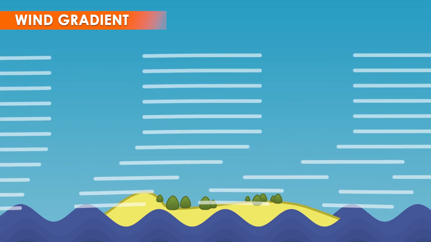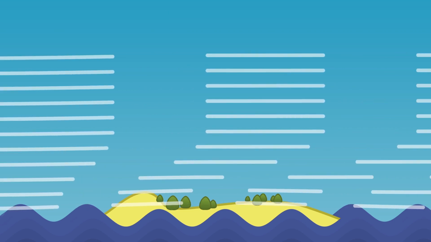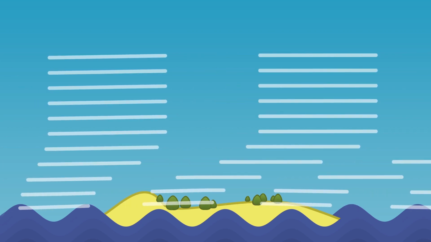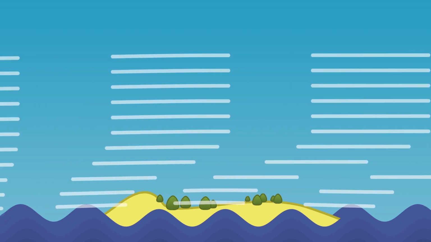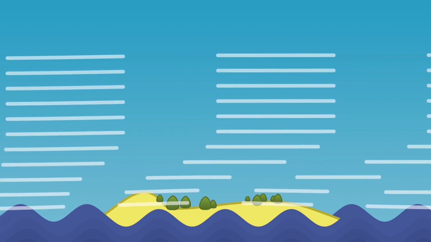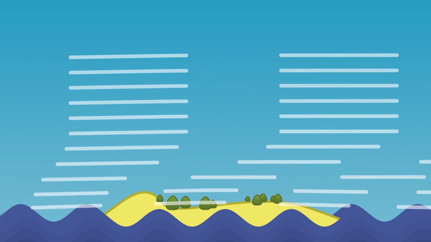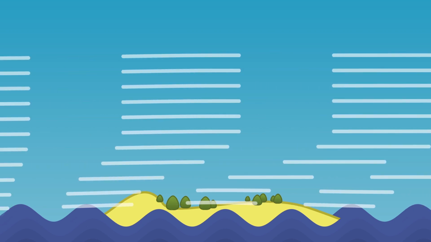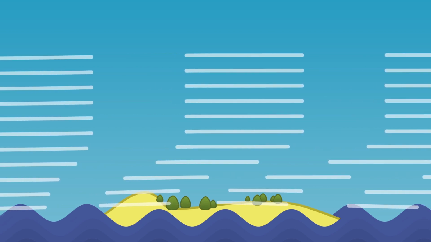Another important wind effect is the wind gradient. This is a common phenomenon where the wind at ground level is slower than the wind higher up. Wind at the lowest levels is affected by drag from the surface. This drag can come from something as small as grass or even choppy water. Over flat water, the wind gradient will be less noticeable.